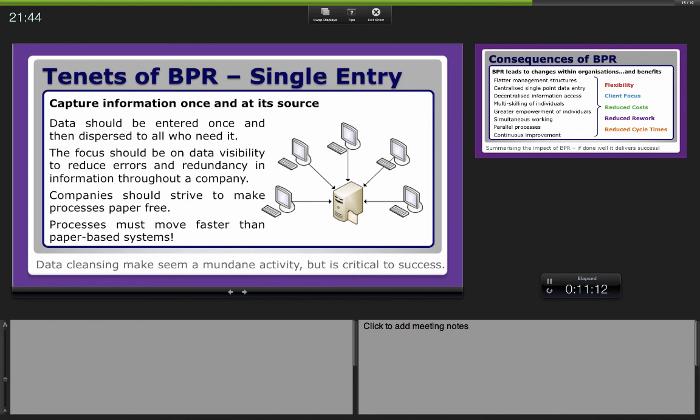Capture information once and it is sourced. We already saw in a previous movie how Cisco had eliminated 12 rekeying steps, and this is central to improve efficiency and reduce incomplete and incorrect data, to eliminate rekeying as far as possible. And ERP helps certainly with that.